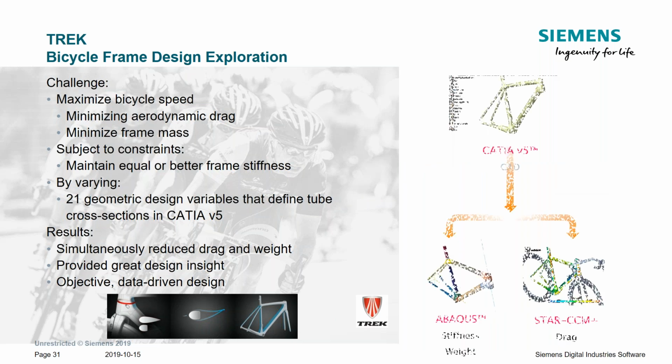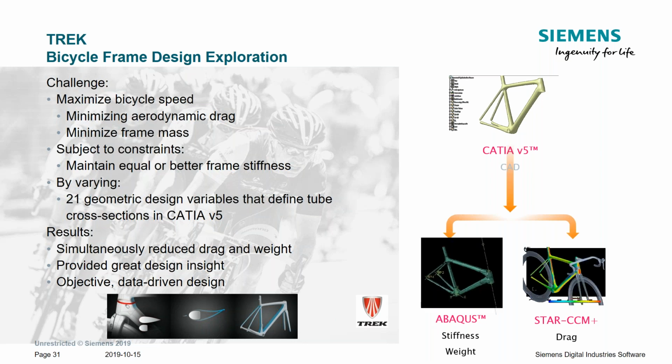If I just go here, you can see the type of workflow, which is not dissimilar to some of the examples we've already looked at. In this case, the geometry comes from CATIA, and then running the stiffness and weight calculations with the Abaqus solver technology, and STAR again to figure out the drag created by the frame. And you can see some little animations here of what was done.